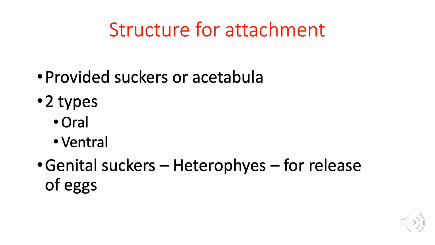But there's one particular trematode that is provided with a third sucker, and we call that the genital sucker. That particular worm is the Heterophyes worm. The main purpose of this genital sucker is for the release of eggs.